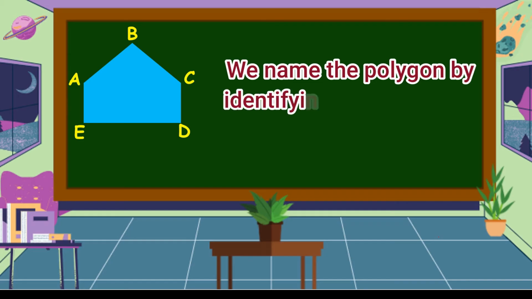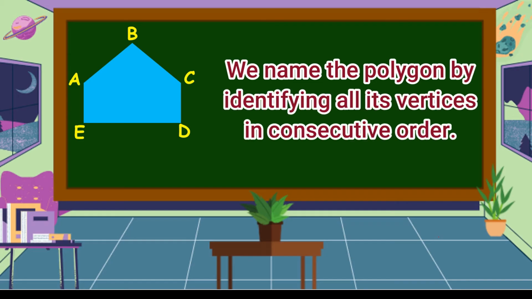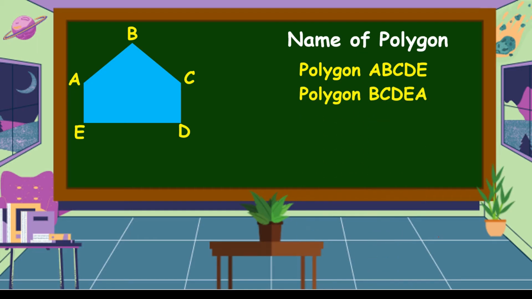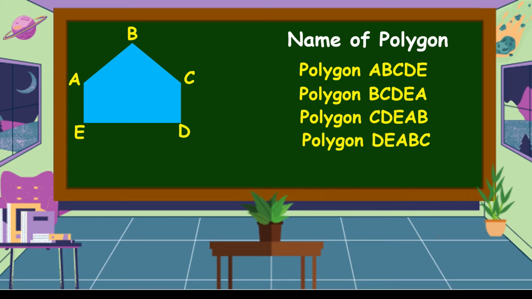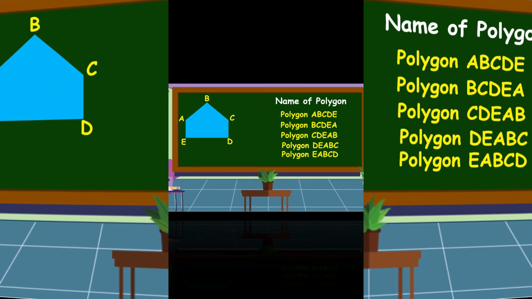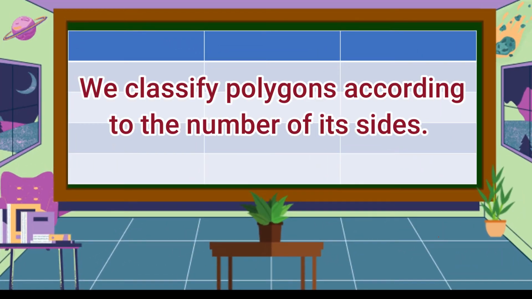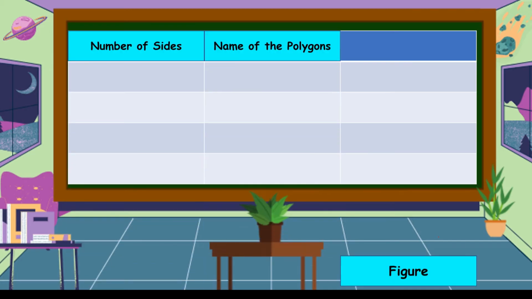We name the polygon by identifying all its vertices in consecutive order. The name of the polygon may be any of the following: polygon ABCDE, polygon BCDEA, polygon CDEAB, polygon DEABC, or polygon EABCD. We classify polygons according to the number of their sides. The table shows the names of some common polygons.